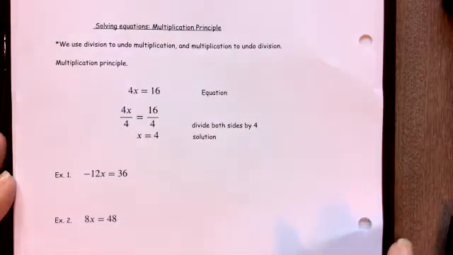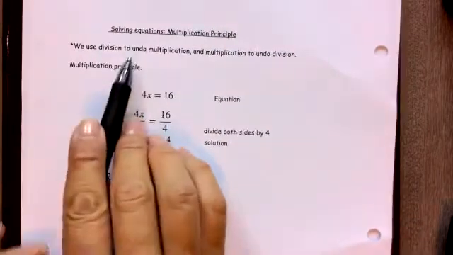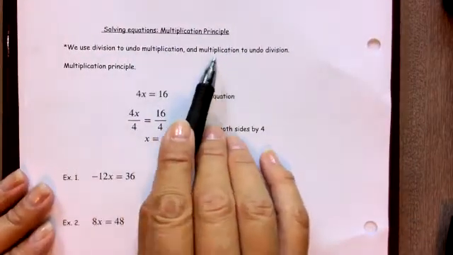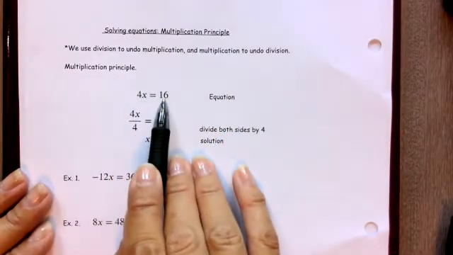Let's solve one-step equations using the multiplication principle. We use division to undo multiplication and multiplication to undo division. So 4 times some number equals 16.